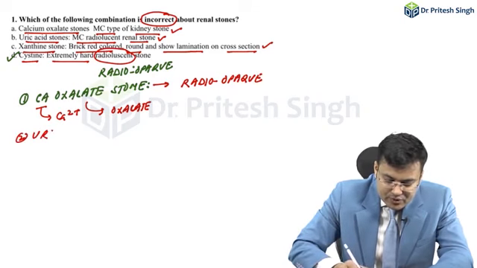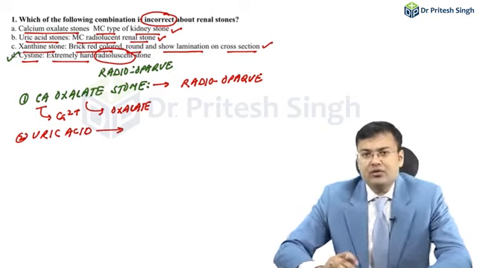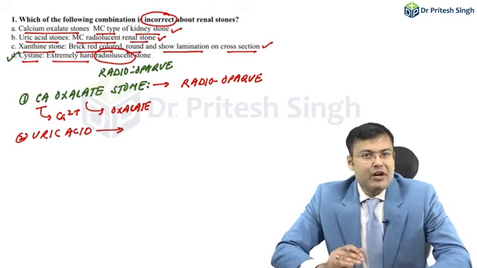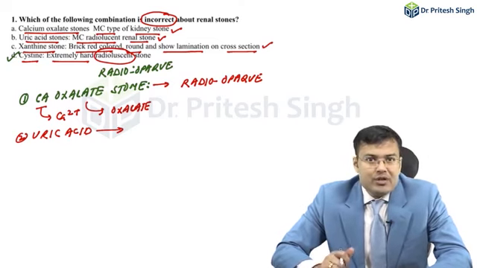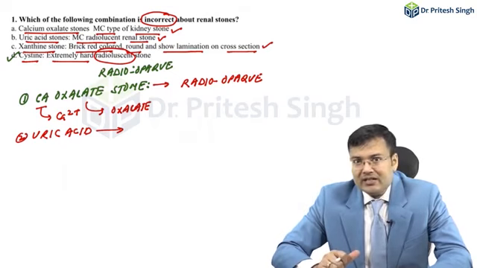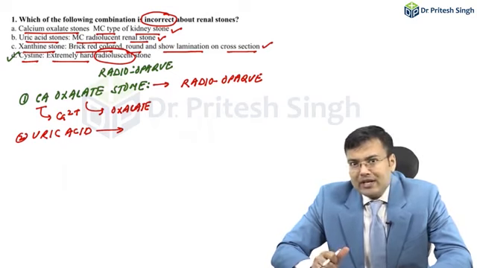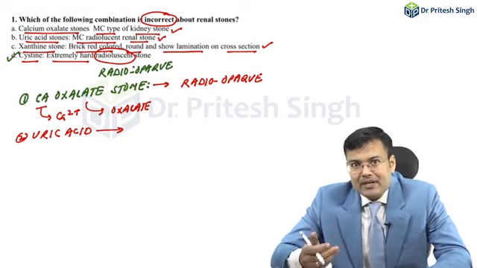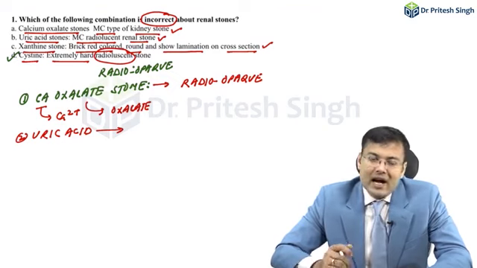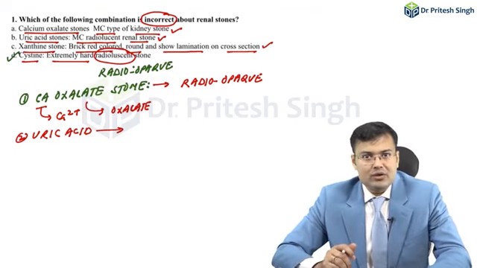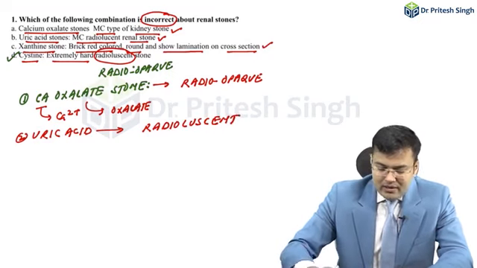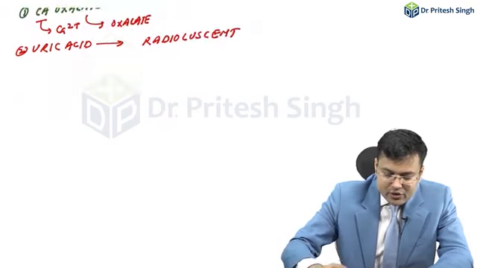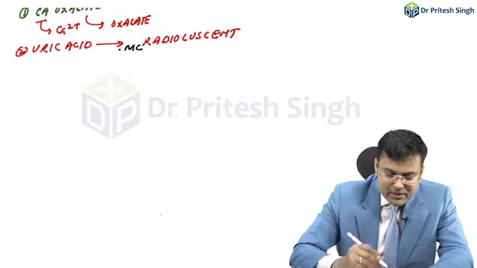Second is uric acid stone. Now a simple question: in which case is there formation of uric acid stone? When there is hyperuricemia. So what are the risk factors? Hyperuricemia, gout, Lesch-Nyhan syndrome, and whenever we give chemotherapy in cases of malignancy, because of rapid turnover there is increased risk of hyperuricemia leading to uric acid stone. Uric acid stone is radiolucent. This is the most common radiolucent stone.